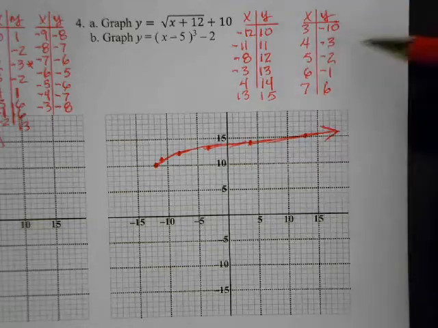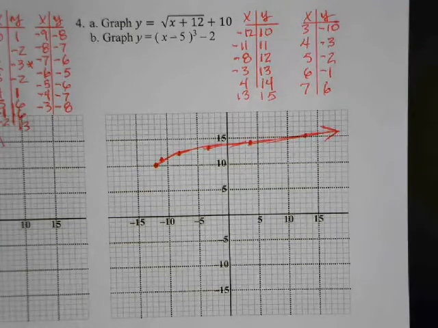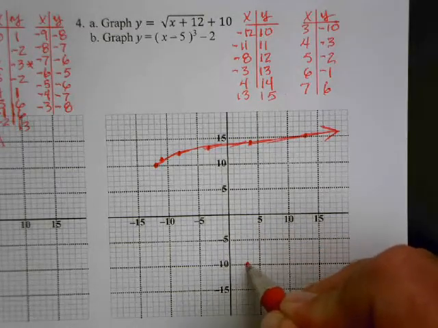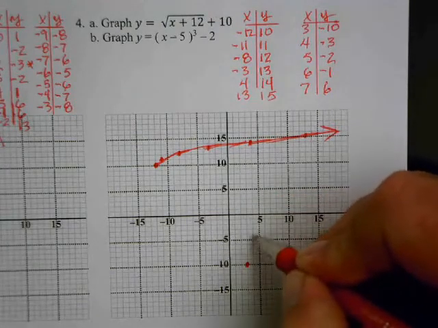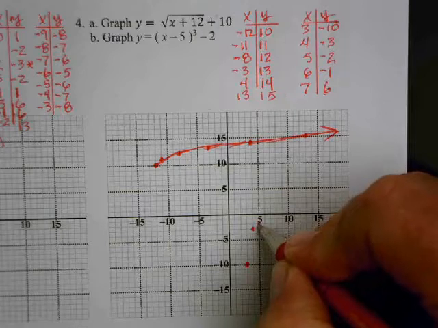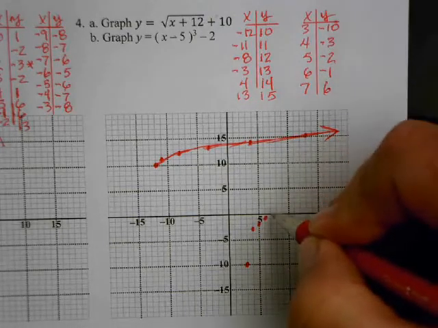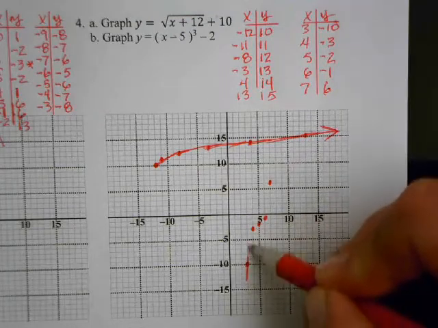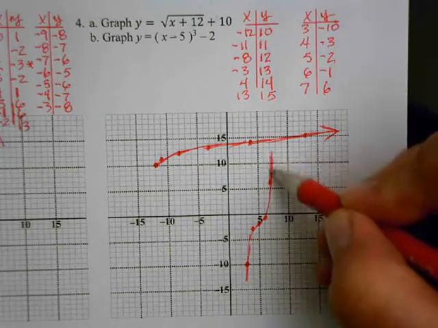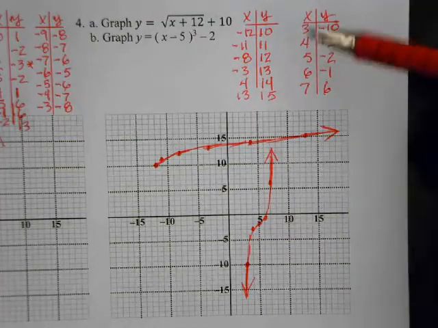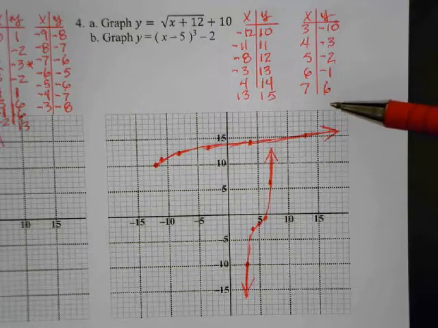So, graphing these, 3, negative 10. So, 1, 2, 3, that would be down here. And then 4, negative 3, and then 5, negative 2, and then 6, negative 1, and then 7, 6. So basically, this one is going to go like that. It's going to have a kind of S shape to it. And I only went through 0, 1, and 2. If I had gone to 3, like I said, 3 cubed is 27, and so I would have been far off the chart. So this is the square root one. This is a cube.